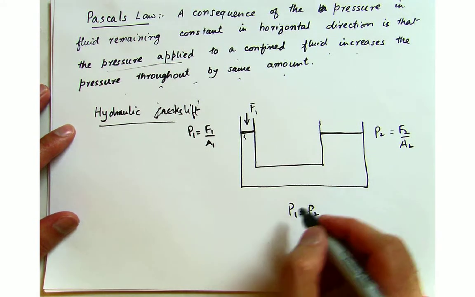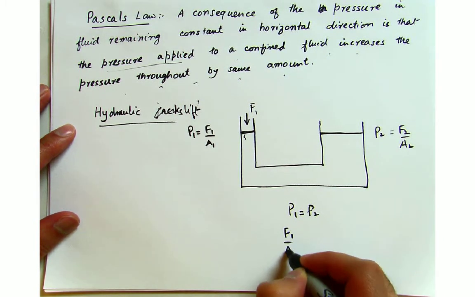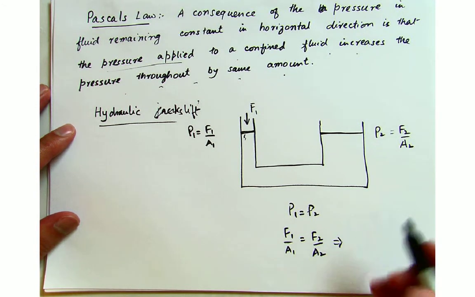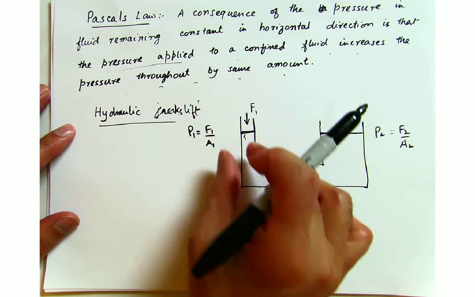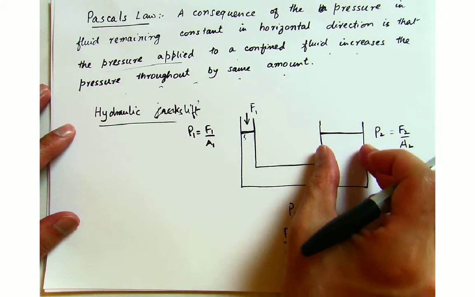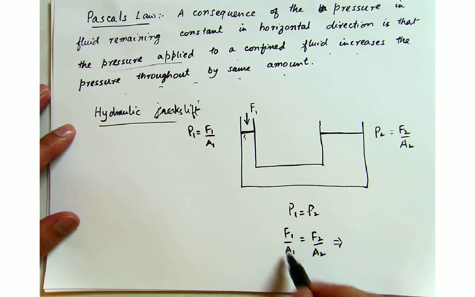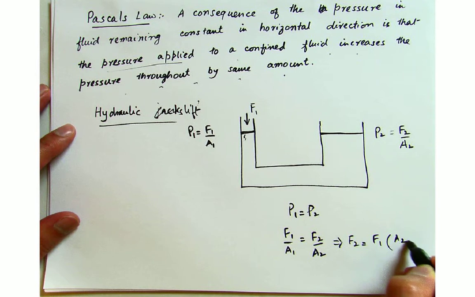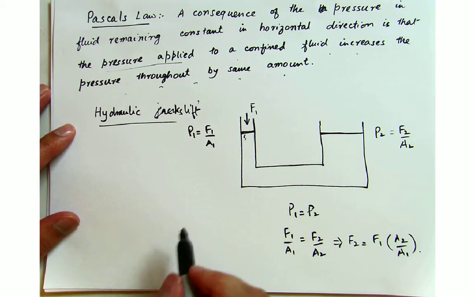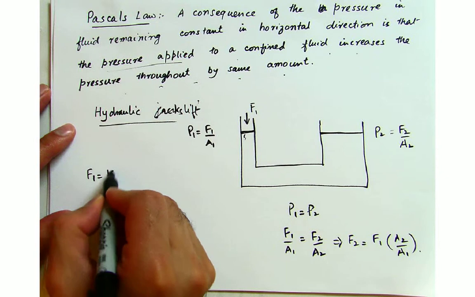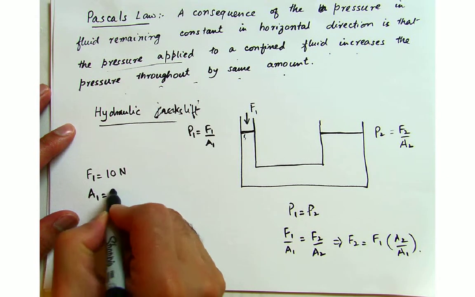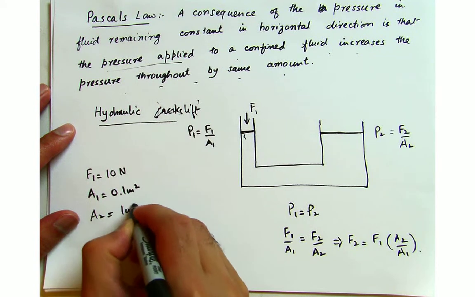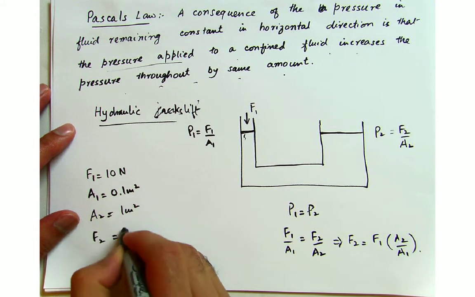So what this tells me is that if F1 over A1 is equal to F2 over A2, I can use this mechanical advantage by applying a smaller force at a smaller area. I can get a much bigger force at a much bigger area, and with these two relations I can find out what F2 would be: F1 A2 over A1. If I give some numbers, let's suppose F1 is 10 newtons, A1 is 0.1 meters squared, and A2 is 1 meter squared. So F2 comes out to be 100 newtons.